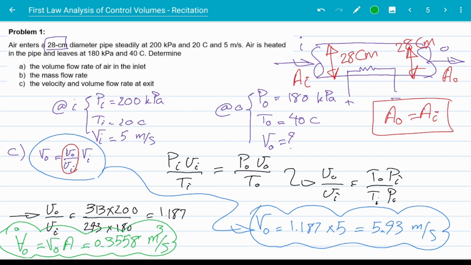Okay, so basically for part C, again, we used and manipulated the ideal gas equation here to find the ratio of specific volume at the outlet and specific volume at the inlet. Then we plugged in what we got into this equation, and then the rest is just doing some calculations.